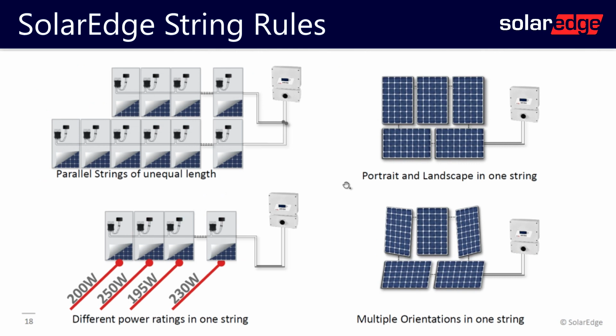We can also mount modules in a portrait or landscape orientation without any special requirements. As I said before, you can have different power ratings on different modules connected to an optimizer, or you can have modules on different orientations on the same string.